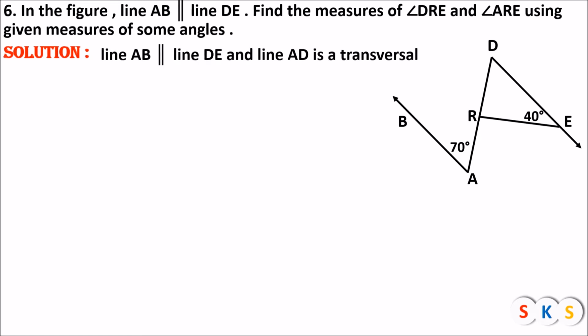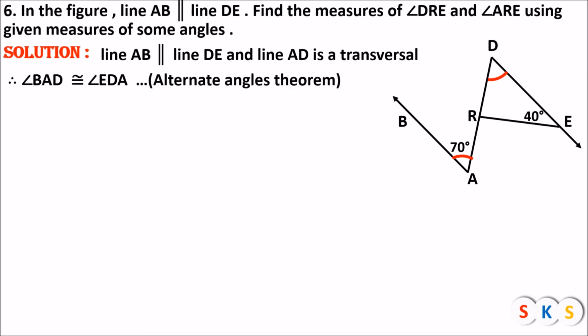Here line AB parallel line DE and line AD is a transversal. Therefore, look at this figure. Therefore, angle BAD congruent angle EDA. Okay, these two angles will be congruent. The angles which are marked as red arc will be congruent. Do you know why? Because they are alternate angles formed by two parallel lines, and we know alternate angles formed by two parallel lines are congruent. Therefore angle BAD congruent angle EDA by alternate angle theorem.